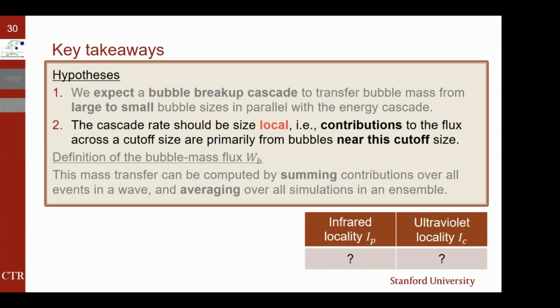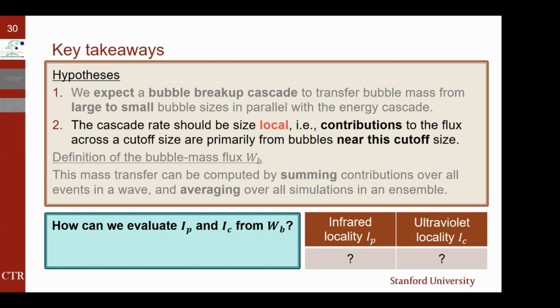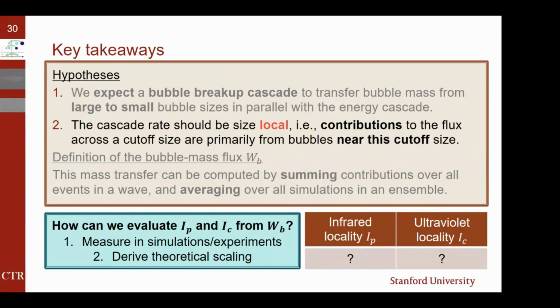So I mentioned these two quantities, IP and IC. How do we actually quantify it? How do we evaluate it from the system? It turns out we can do this two different ways. We can measure this quantity directly from simulations or experiments, and I'll show how this is done later. Or it turns out, if we begin from some simple theoretical assumptions, and if we have an expression for WB, we can substitute these assumptions into WB and derive theoretical scalings for IP and IC. So this does involve some math. I'll quickly walk you through this derivation just to give you a flavor of how this can be done.